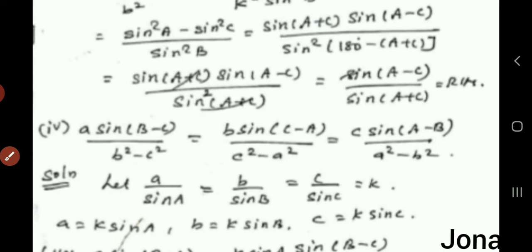a into sin of b minus c divided by b square minus c square equal to b into sin of c minus a by c square minus a square equal to c into sin of a minus b by a square minus b square. Even here also I want to take the sine formula. a by sin a equal to b by sin b equal to c by sin c equal to k. Equate to k there. So that I can have each and every value like this. a equal to k sin a, b equal to k sin b, and c equal to k sin c.